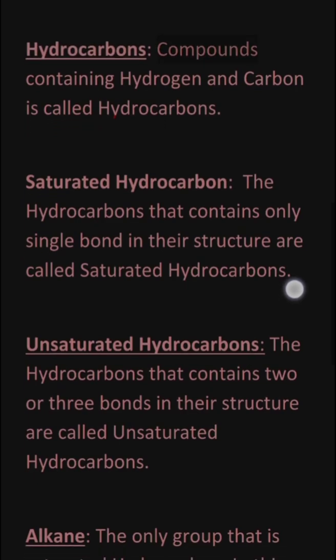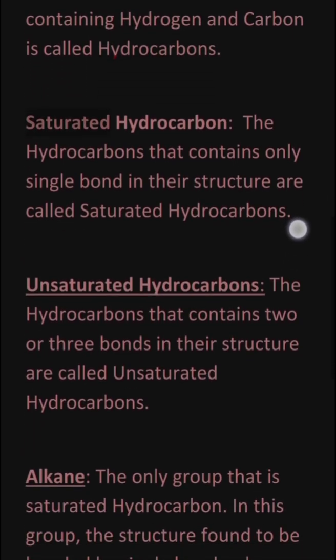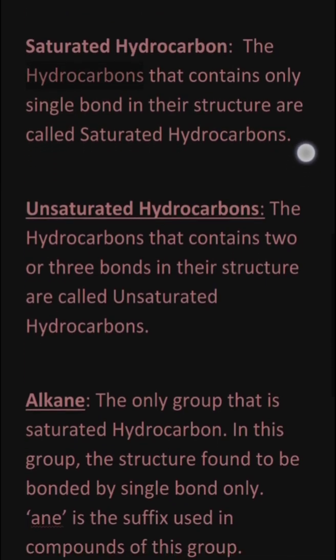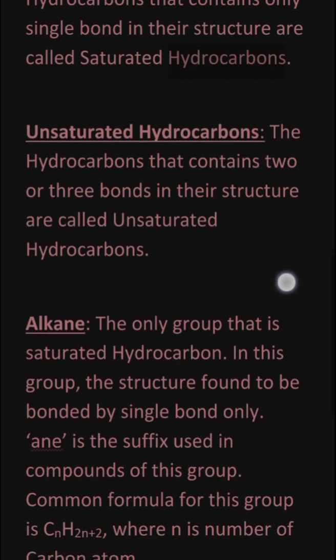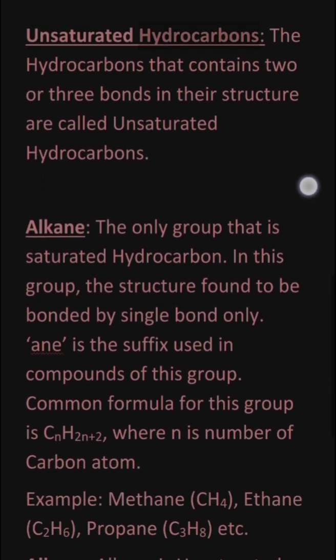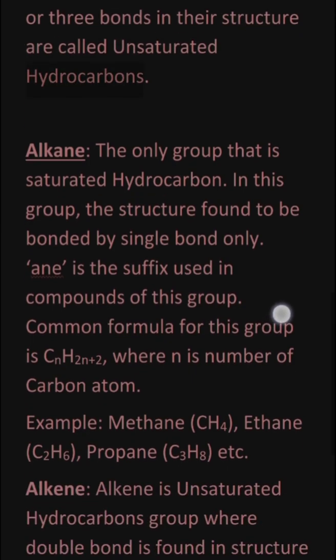Terms related to carbon and its compounds. Hydrocarbons: compounds containing hydrogen and carbon are called hydrocarbons. Saturated hydrocarbon: the hydrocarbons that contain only single bonds in their structure are called saturated hydrocarbons. Unsaturated hydrocarbons: the hydrocarbons that contain double or triple bonds in their structure are called unsaturated hydrocarbons.